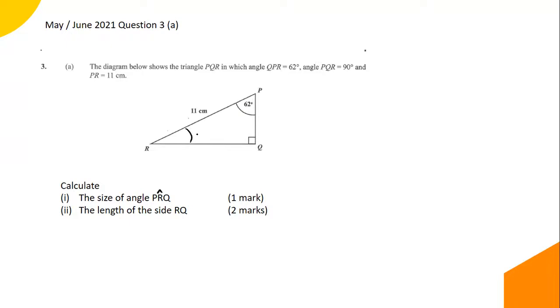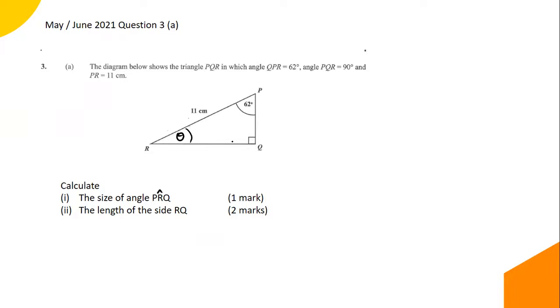Now in the bearings questions, the triangles were not right angle triangles, so we used the sine rule and the cosine rule. But in the case where your triangle is a right angle triangle, you can use SOHCAHTOA to determine your missing angle. So this is the angle we want to find.